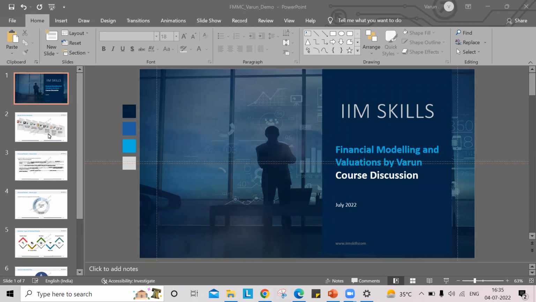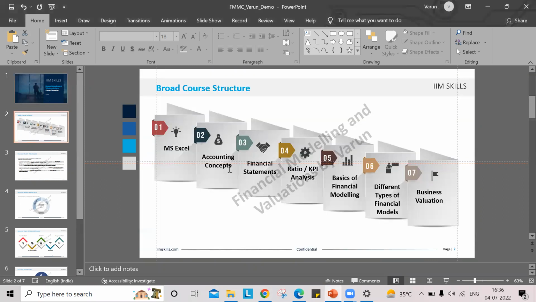So this is what the course would look like if I have to bucket it into seven different types of topics. We will start with talking about MS Excel because that would be our tool, or the basic platform that we will use to build out our financial models, to do the analysis, to study the trends and everything.